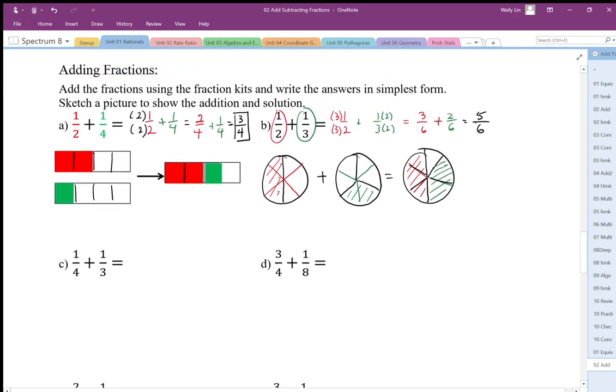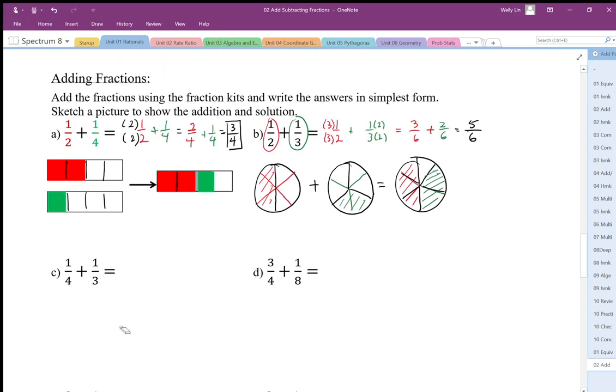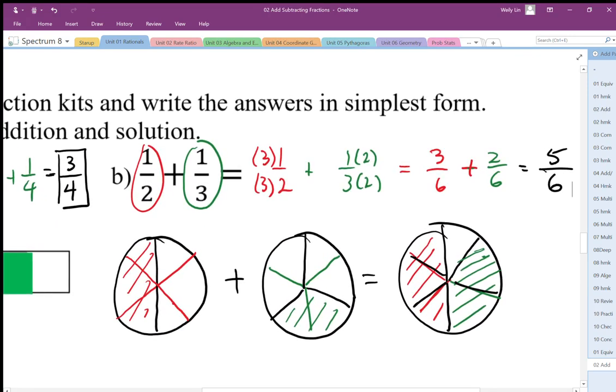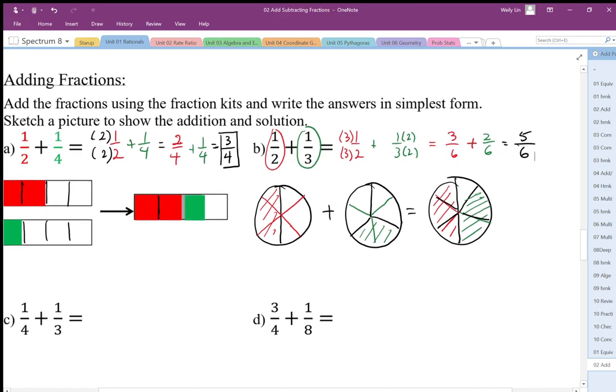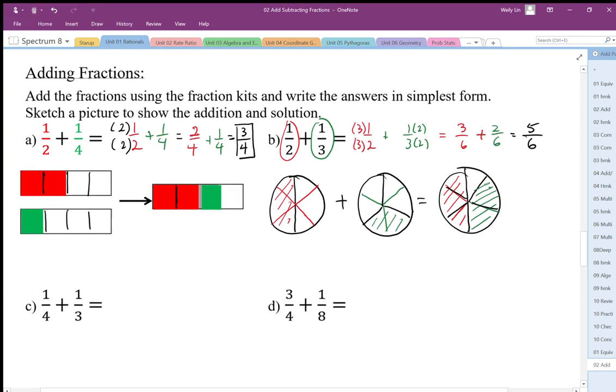What I would like you to do is show me a picture. Show me the multiplying factors involved to get the common denominator. Then show me how you get the equation with the common denominator and the final answer. It's really important that you show me all these steps because this is what I'll be looking for. This is what I'm going to be checking when I look at your assessments.